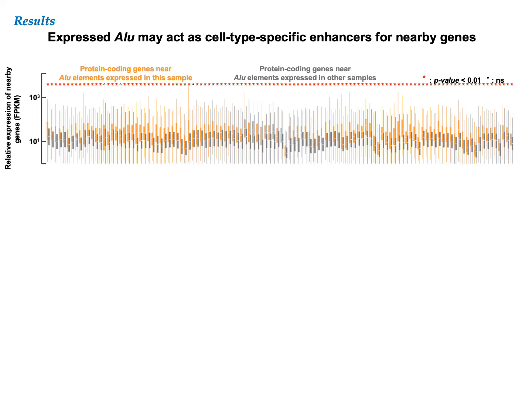For many biosamples, we had both RNA-seq and RAMPAGE data, so we performed this analysis in each sample and ended up with a whole lot of box plots, one for each biosample. These results consistently showed that the genes near expressed Alu elements were expressed at significantly higher levels than the genes near unexpressed Alu elements.